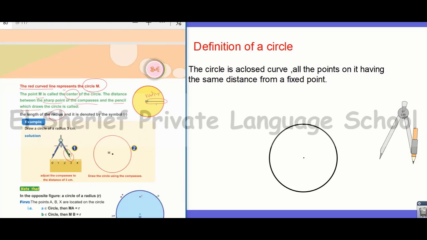So again, the definition of a circle: the circle is a closed curve, all the points on it having the same distance from a fixed point. This fixed point is called the center of a circle, and the same distance is called the radius.